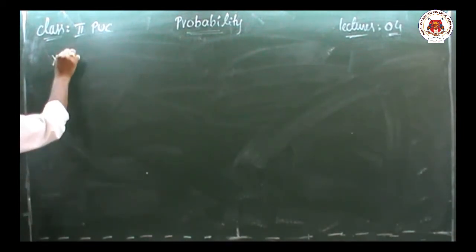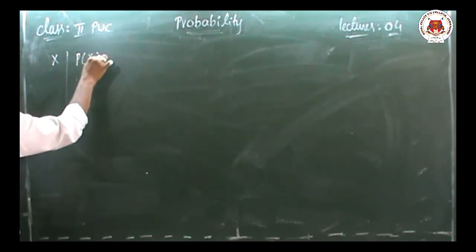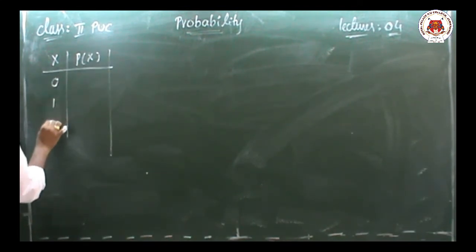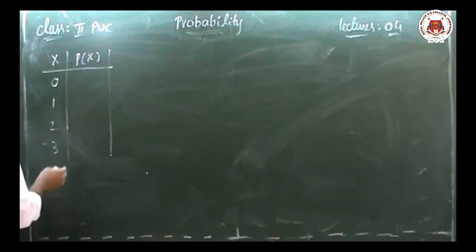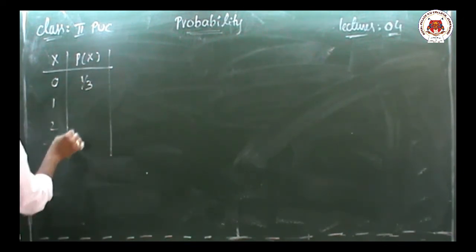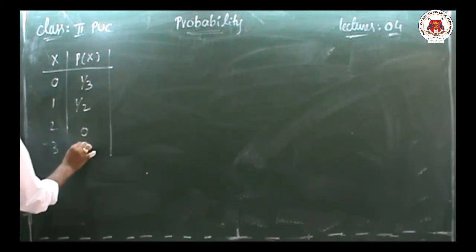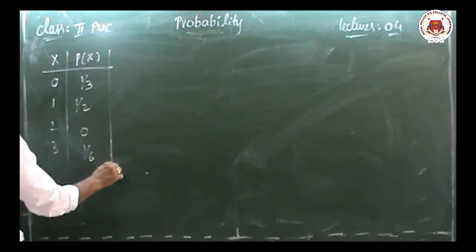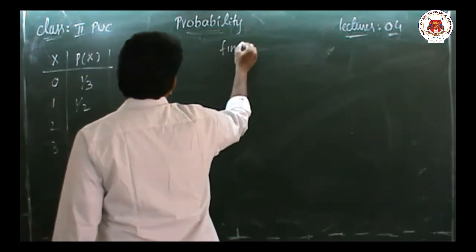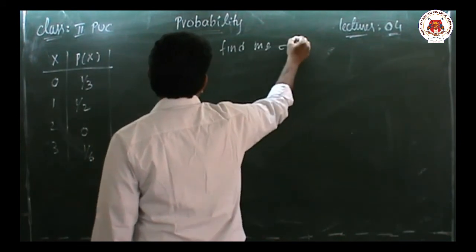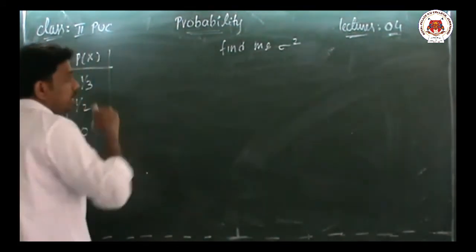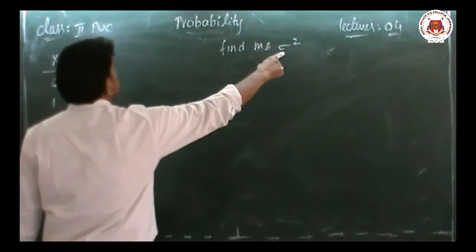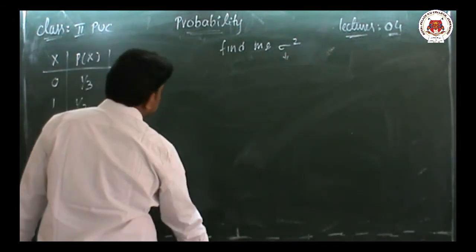Here he has given x and p of x. The x values he has given are 0, 1, 2, 3. And p of x values are 1 by 3, 1 by 2, 0, 1 by 6. Now he is asking to find the mean and variance. Find m and sigma square. M means mean, and sigma square is called the variance. He is asking for the variance and mean.